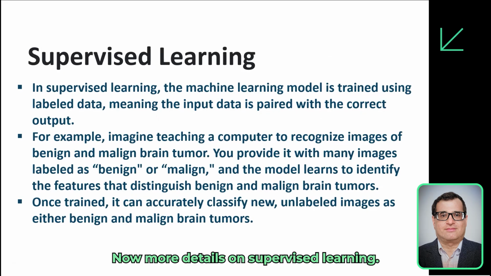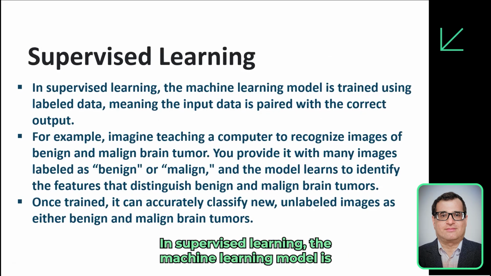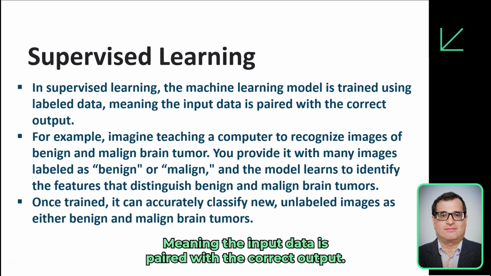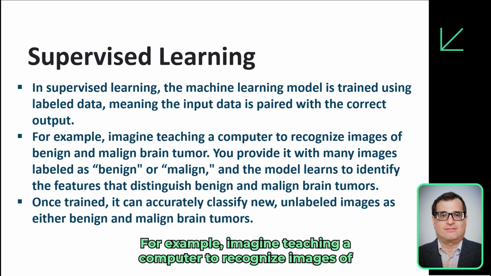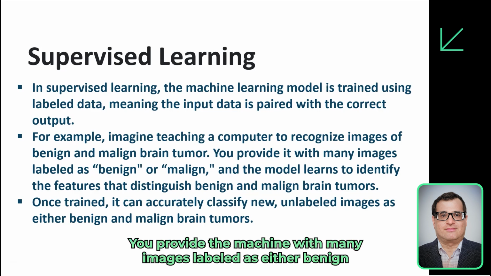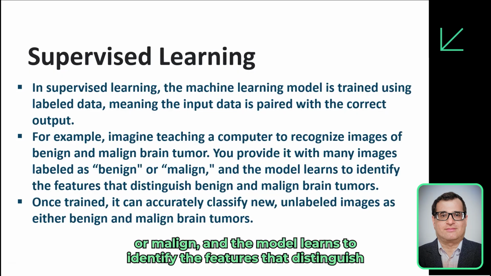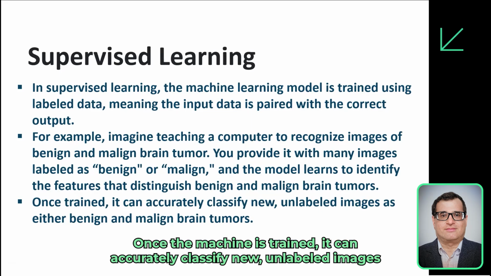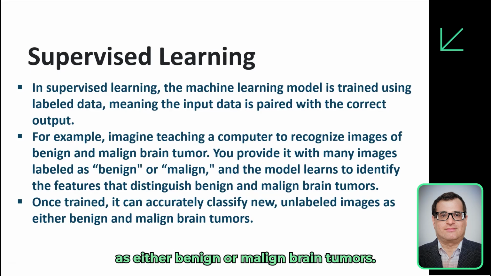Now, more details on supervised learning. In supervised learning, the machine learning model is trained using labeled data, meaning the input data is paired with the correct output. For example, imagine teaching a computer to recognize images of benign and malign brain tumor. You provide the machine with many images labeled as either benign or malign, and the model learns to identify the features that distinguish benign and malign brain tumors. Once the machine is trained, it can accurately classify new, unlabeled images as either benign or malign brain tumors.